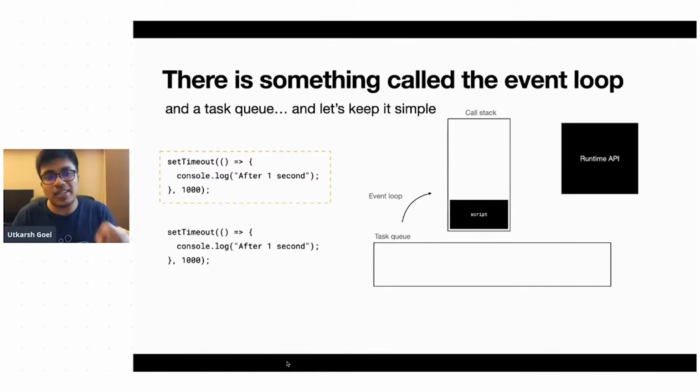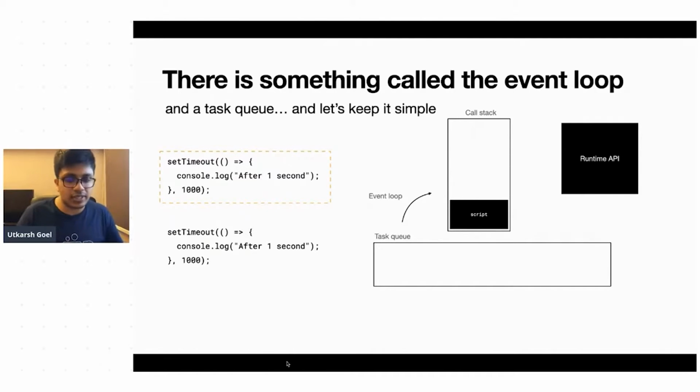Now, the set timeout has a callback function in it and a time limit. The time limit is in milliseconds. We say it is 1,000 milliseconds. So the runtime API starts a timer in the background, and it says, okay, after 1,000 milliseconds, I'm going to do something to run this callback function. What is that something? Let's get to that later, because right now our call stack is back on the script.